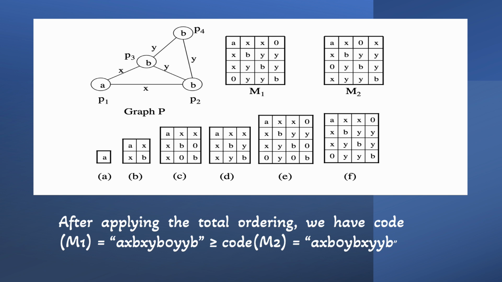Submatrices A and B are derived from each other. Matrix B is derived from matrix C, and so on. Given an n cross n adjacency matrix M of a graph G with n nodes, we define the code of M, denoted by code of M, as a sequence of lower triangular entries of M in the order M11, M21, M22, and so on, of Mn1, Mn2, and so on, of Mn,n-1, Mnn, where Mij represents the entry at the ith row and jth column in M.